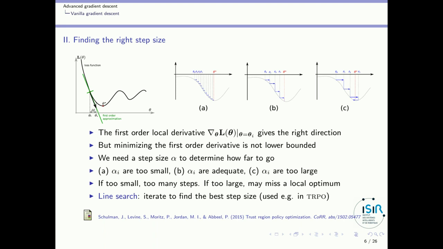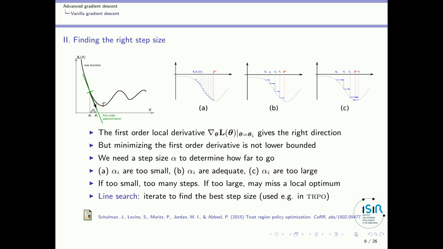So we need a step size alpha to determine how far to go along this particular line. You can see on these plots that if alpha is too small, it will take you a lot of steps before you reach the minimum, so it will take too long. If you take big steps, you may overshoot, so you may be too far away from the minimum, and eventually you may even fall into a different region where you have a different minimum.